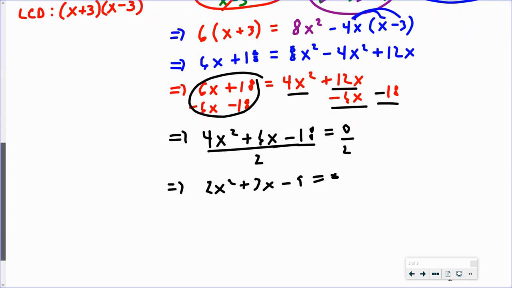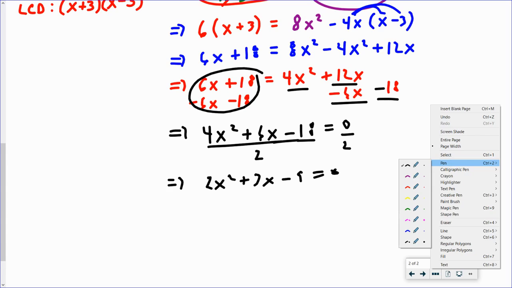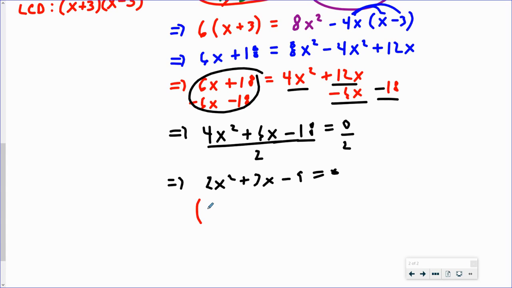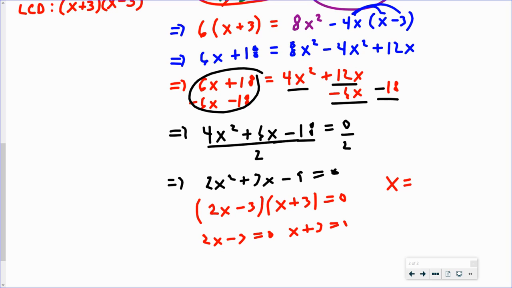You can do this with the area model if you want to, but again, this is just going to factor as 2x minus 3 times x plus 3. And again, I would suggest using the area model if you don't know how to factor that. So I'm going to set each factor equal to 0. So it looks like we're going to get x equals 3 halves, or x equals negative 3.